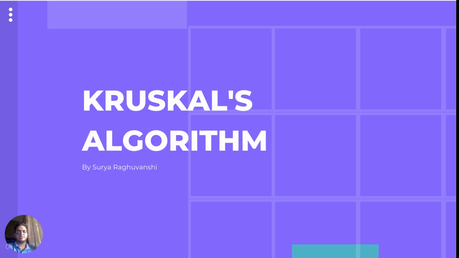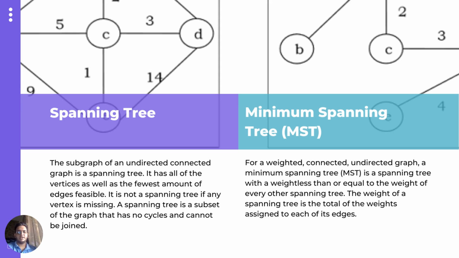Before we understand Kruskal's algorithm, we must first understand what a spanning tree and a minimum spanning tree are. The subgraph of an undirected connected graph is a spanning tree. It has all its vertices as well as the fewest amount of edges feasible. It is not a spanning tree if any vertex is missing. A spanning tree is a subset of a graph that has no cycle and cannot be disconnected.